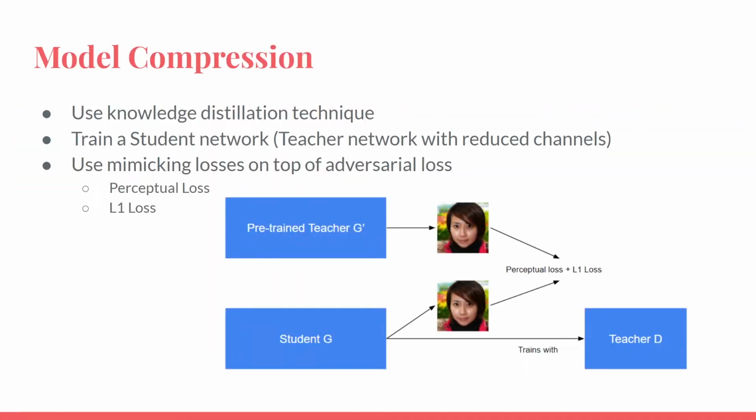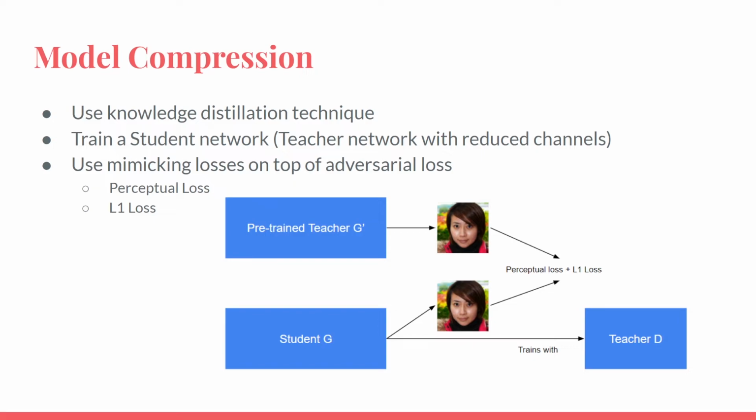Lastly, our last objective is to perform model compression to reduce the computational requirements of our model through the use of knowledge distillation. In knowledge distillation, there exists a pre-trained teacher network and a student network which we hope to distill the knowledge to. In our experiments, we will use a network with reduced channel as our student network.